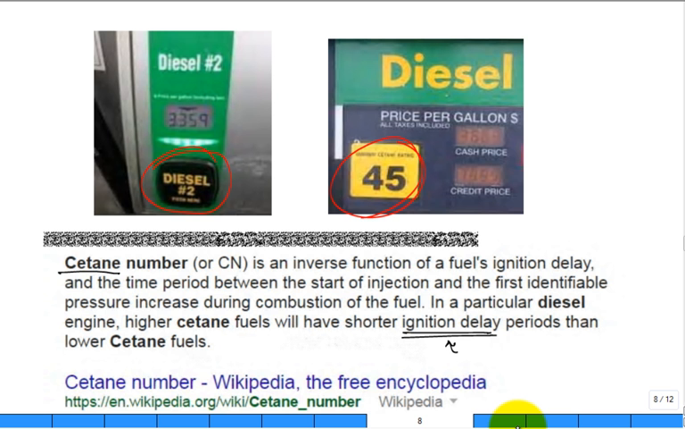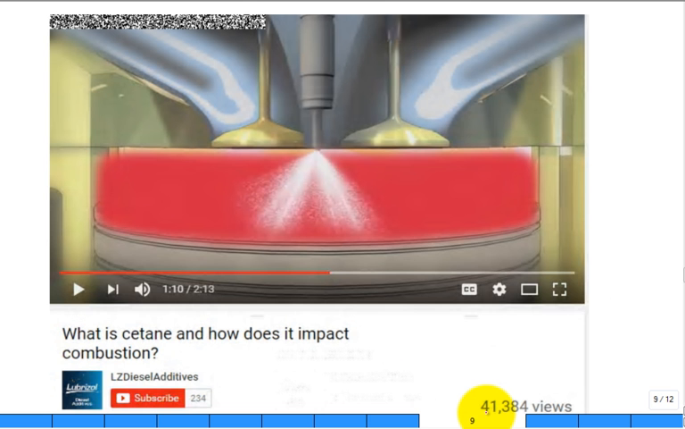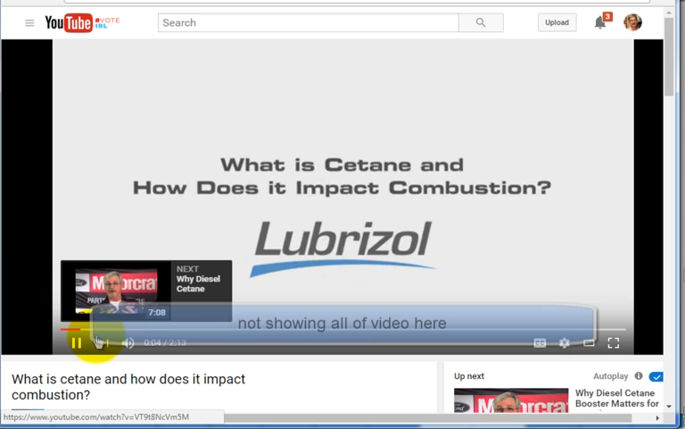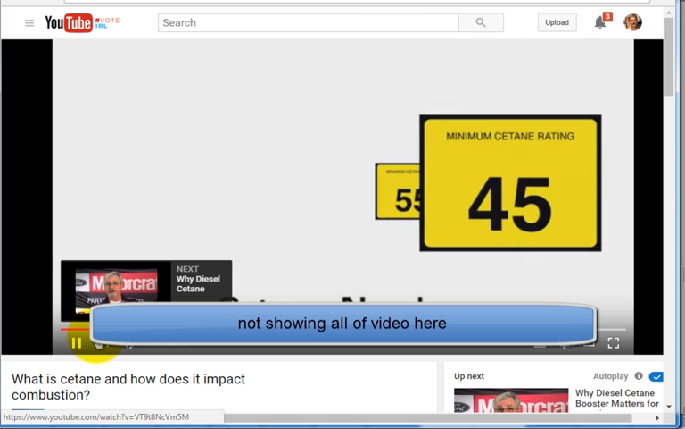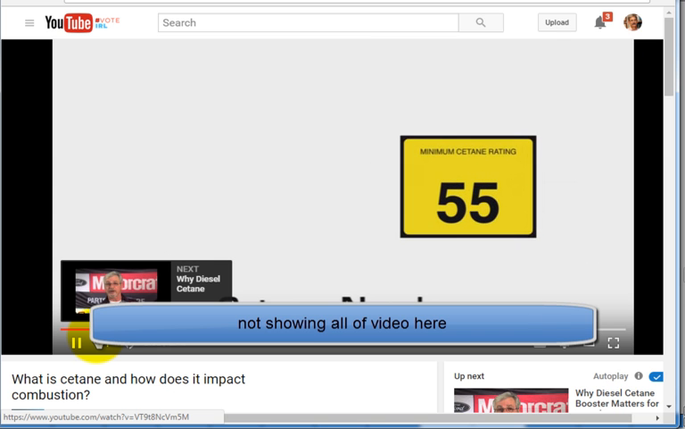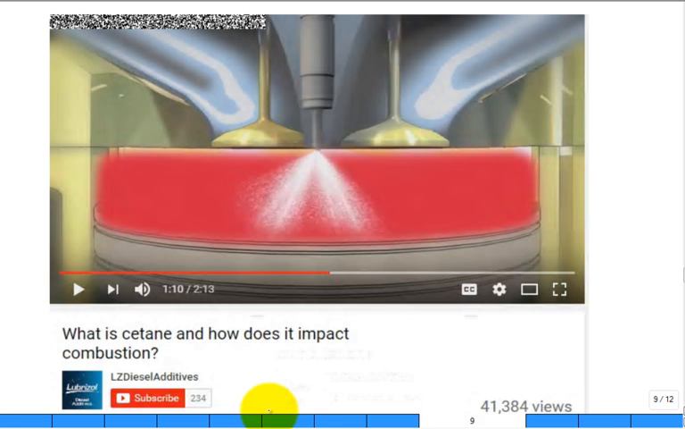But other than that, there's no big variation at the pump for quality of diesel. Let me show this video which explains the cetane number and how it impacts combustion. The cetane number of a diesel fuel is critically important to combustion. But how does it really impact what is going on in the engine?